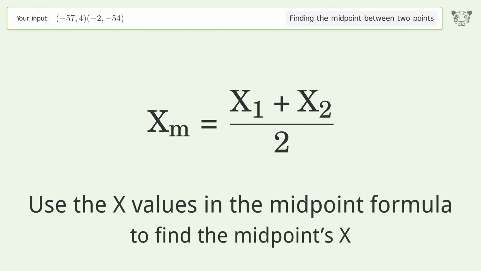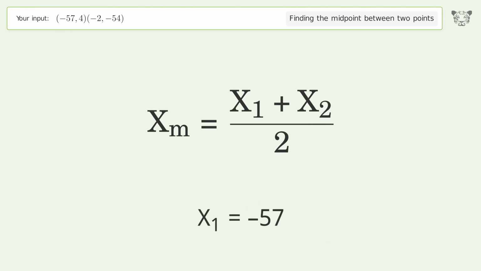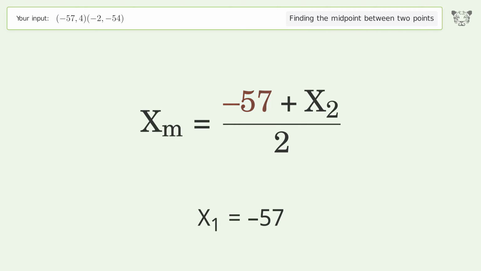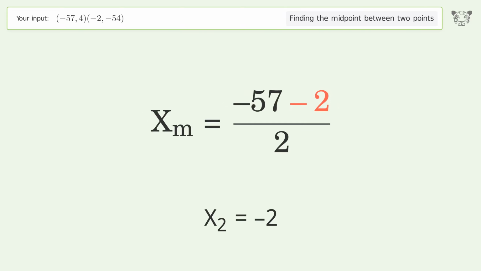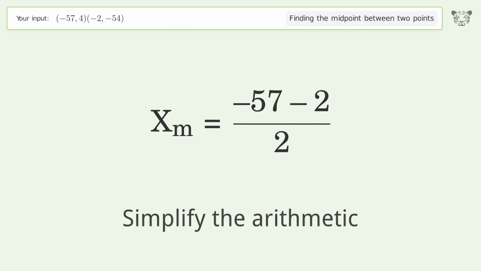Use the x values in the midpoint formula to find the midpoints x. x1 equals -57. x2 equals -2. Simplify the arithmetic.